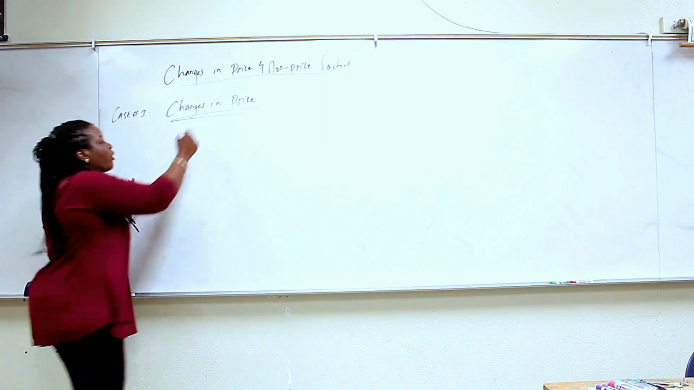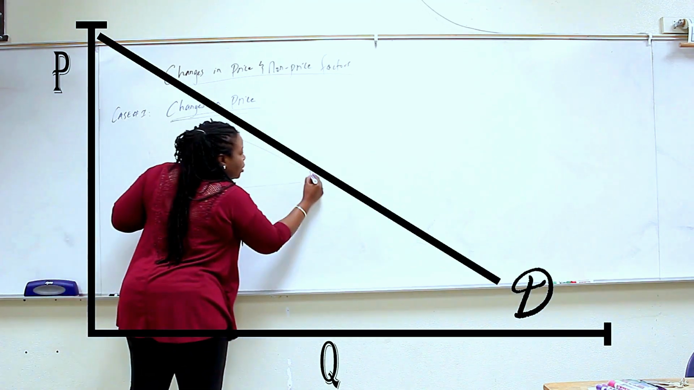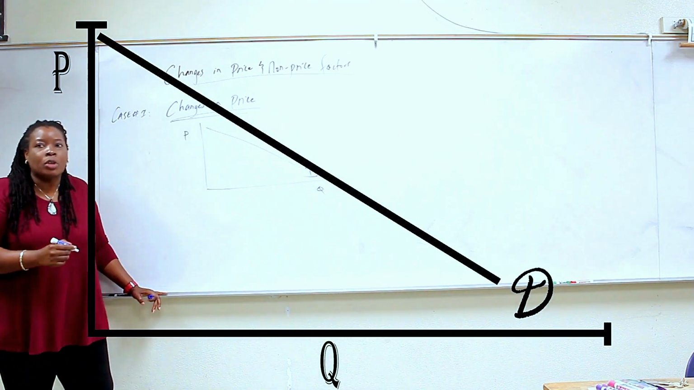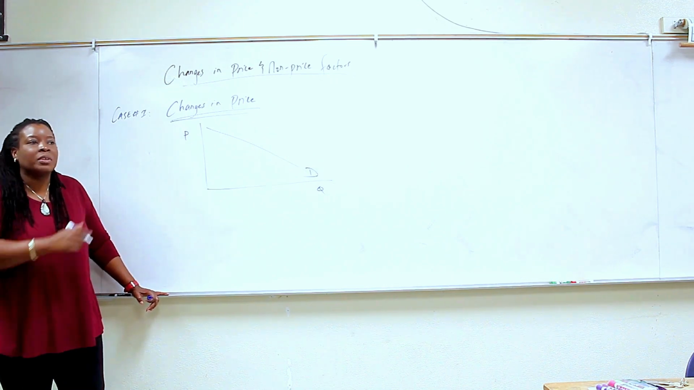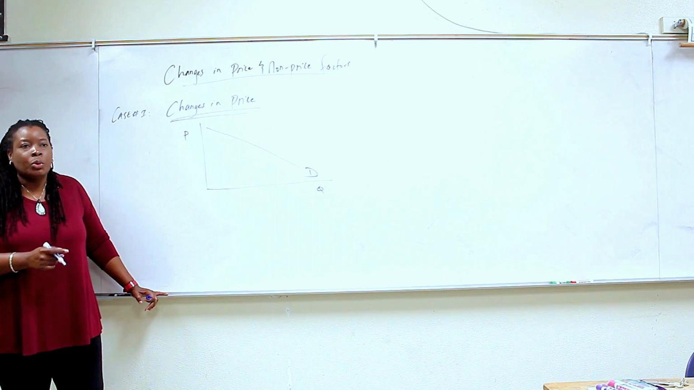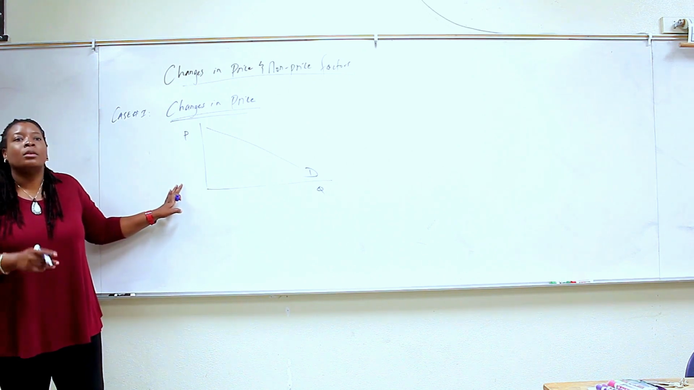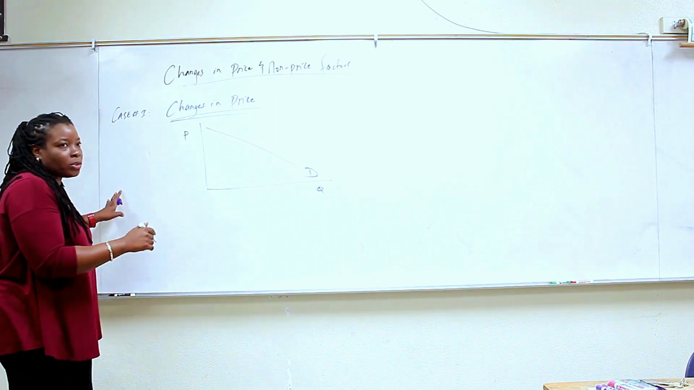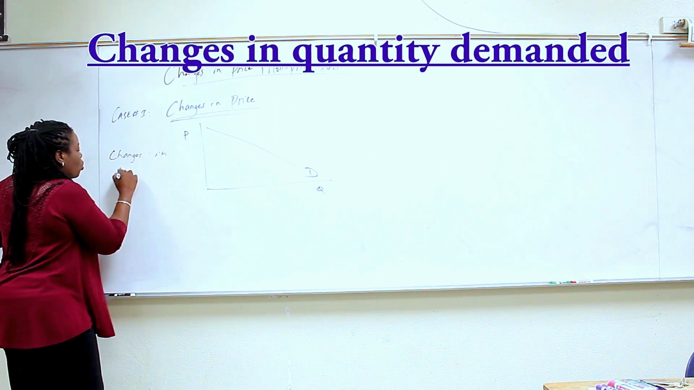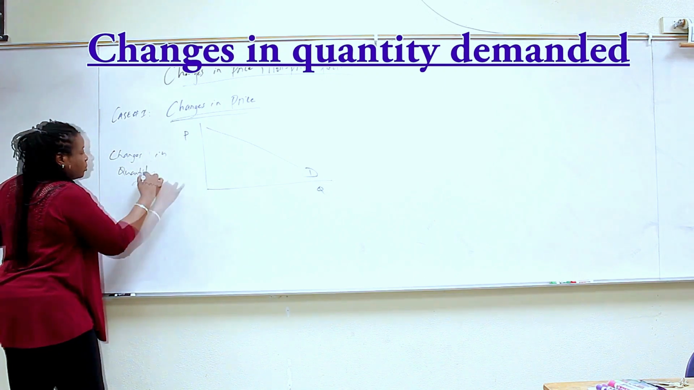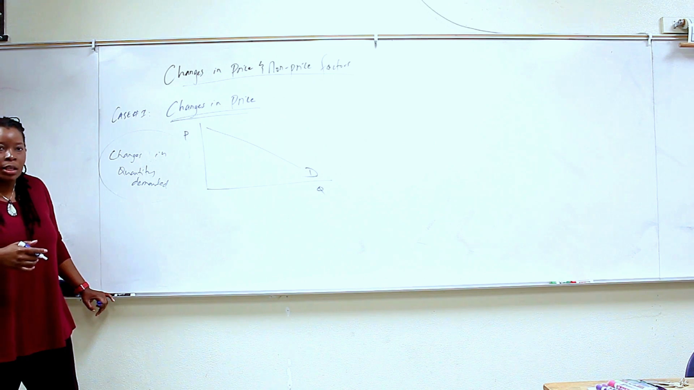And what it looked like graphically was this: we had quantity, we had price. Here's our demand curve, downward sloping. A change in price. Do you remember the specific language we used when we said there's a change in price? How do we refer to this? Very good. A change in price is referred to as a change in quantity demanded. Good. This is when you have a movement along the demand curve.